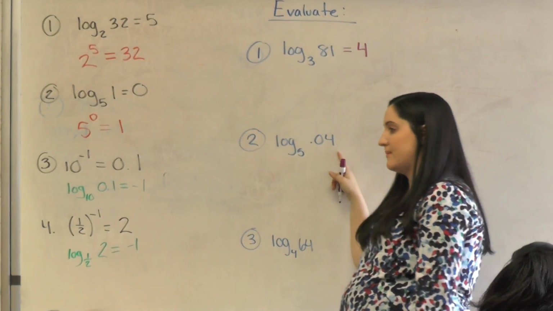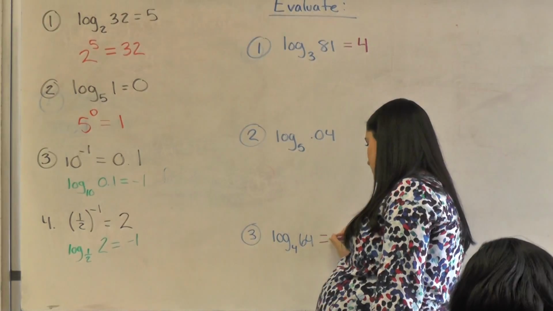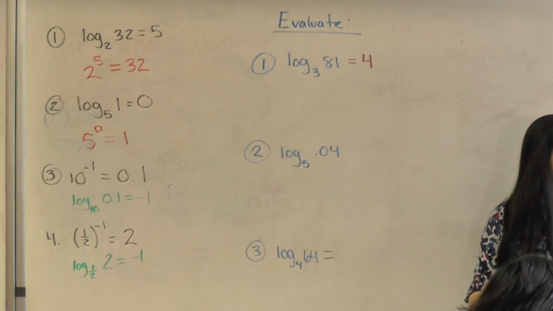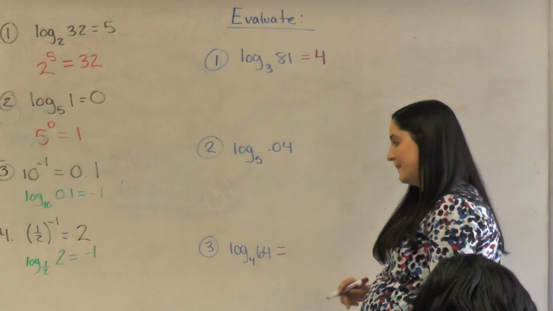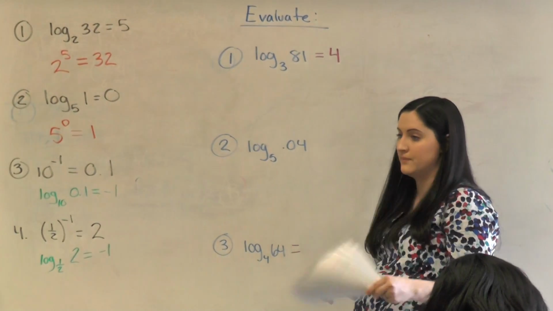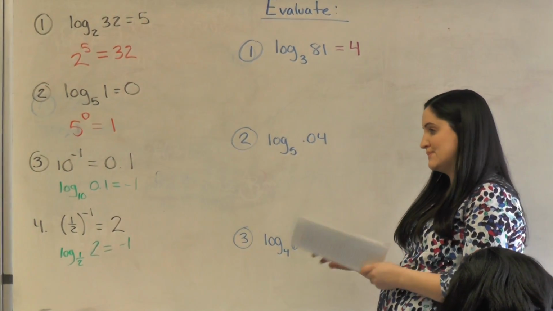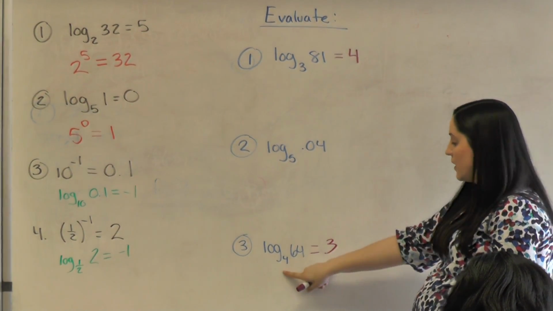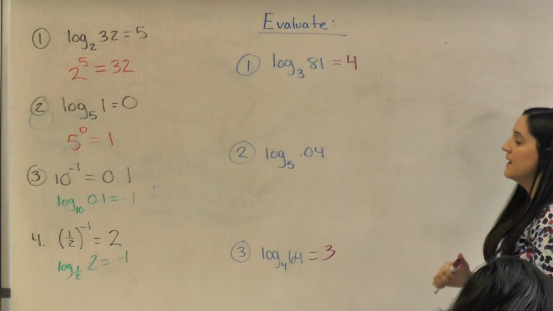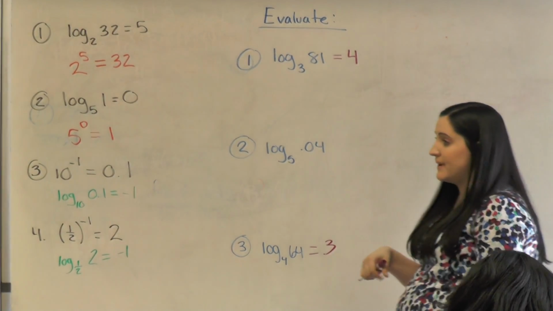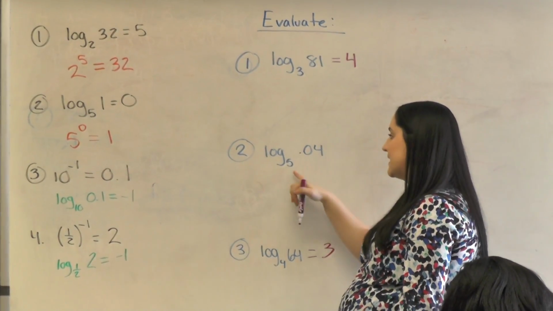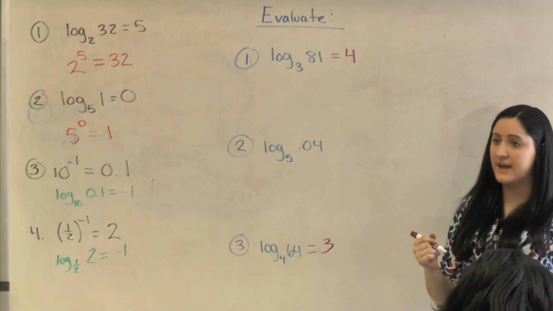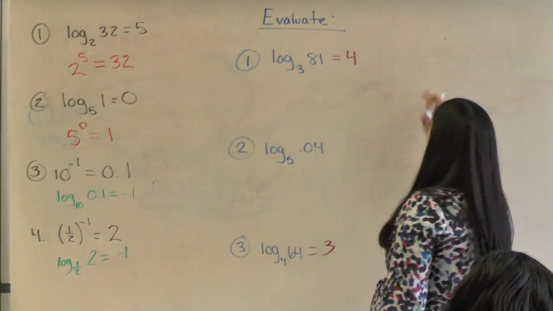Okay, we're going to skip 2 for a minute and go to 3. 4 to what power will give me 64? The third power. Okay, so 4 to the 3rd power gives me 64. Alright, so number 2 is a little bit harder, okay? Because 0.04 is a smaller number than 5, right? Okay, so we're going to use something that's called the change of base formula.